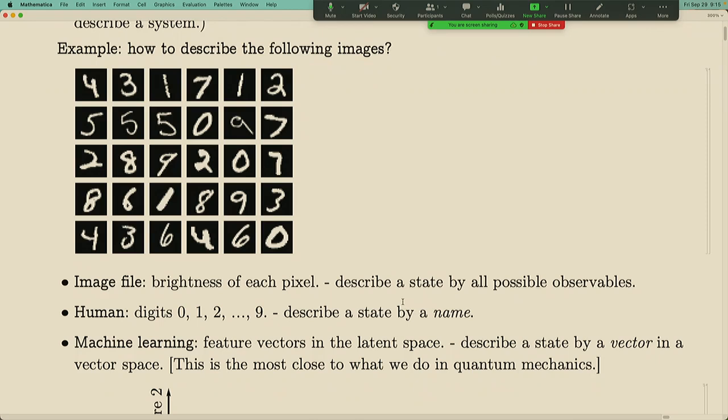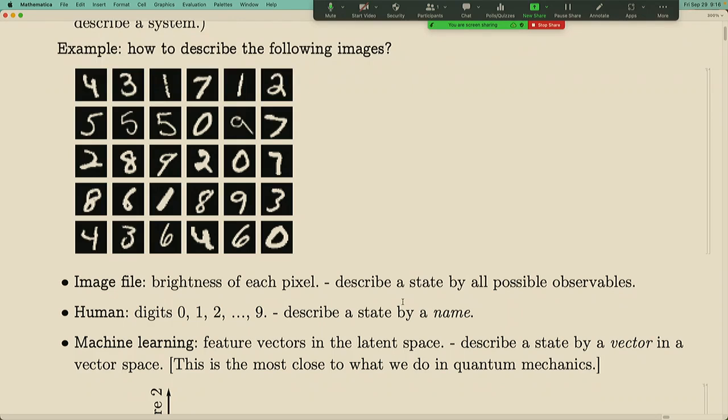I'm showing you pictures of these MNIST data sets, used in training machines to write digital numbers. As image files, for every single picture, you can encode the information in terms of the brightness of every pixel. This is basically using all possible observables to describe an image. But sometimes this kind of description is very redundant and not very efficient, because in order to describe every pixel, you need a large file, basically.